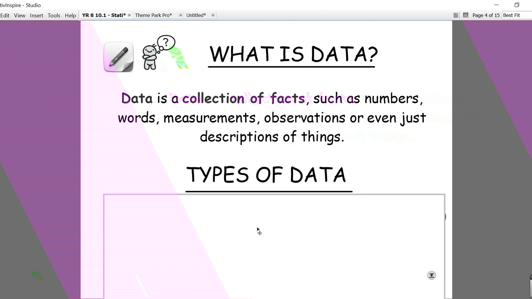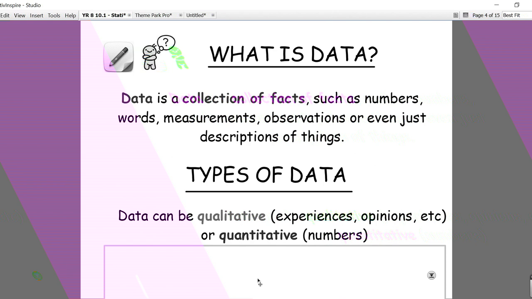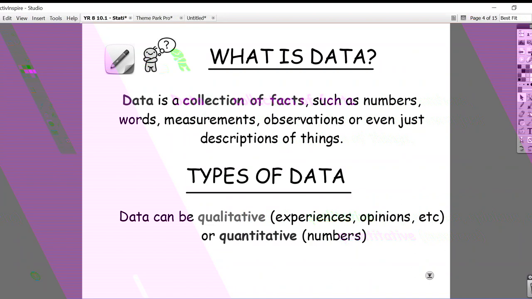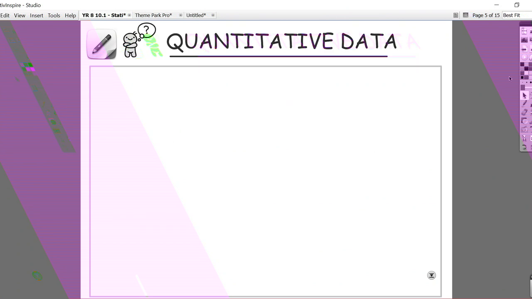What else? Types of data. We can have two types. The data can be qualitative, which is about your experiences or opinions, and it can be quantitative, which can be quantified in terms of numbers. Qualitative data is what you give when you complete a feedback form or a feedback survey. They ask you about your experience as a customer, a user, a gamer.